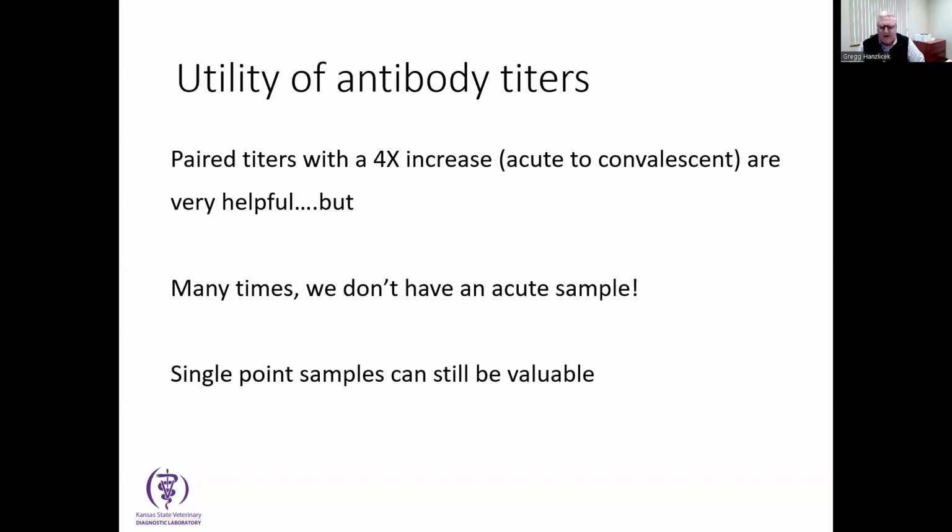And when we talk about antibody titers, if we could have acute and convalescent samples from the same cows or heifers 2 weeks apart, and we saw a 4-fold increase, that would be tremendously valuable. But a lot of times we don't have an acute sample. If we had an acute sample, we would probably have a placenta and fetus. But the fact is that these events occurred in the past, a lot of times weeks to even months ago. We consider these to be convalescent samples, but we believe that even those single point samples can still be very, very valuable in certain cases.